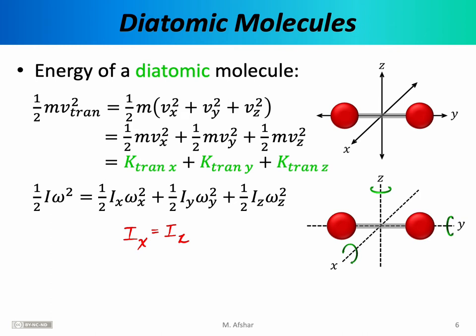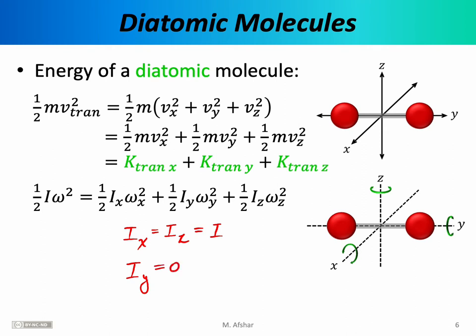What I'm saying here is that roughly, rotations about the x-axis look identical to rotations about the z-axis for this diatomic molecule. A little more precisely, rotating the molecule around the x-axis is equally difficult as rotations around the z-axis. So we can denote both I sub x and I sub z using the same number, which we'll write as simply I. Now it turns out I sub y is basically equal to zero.